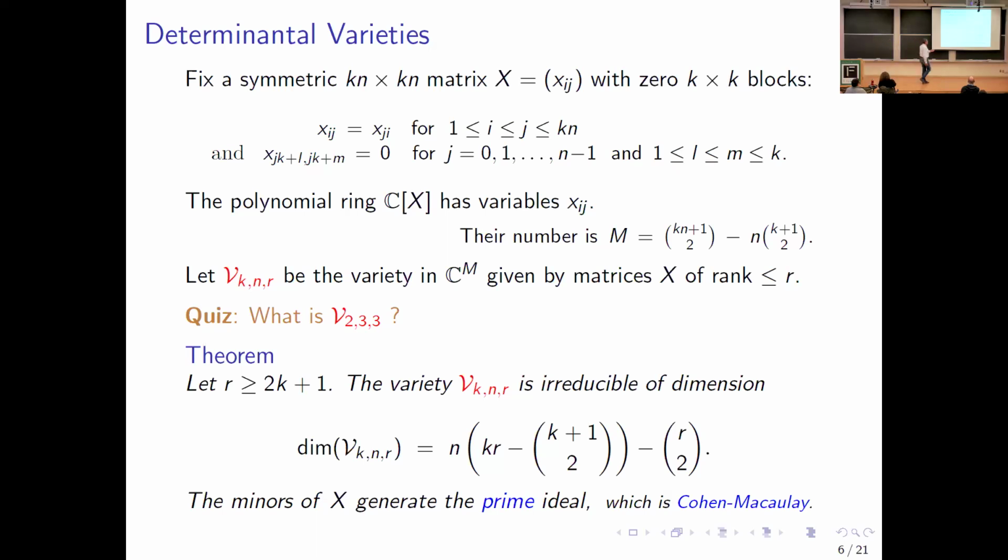This number is n times this thing minus R choose 2. R choose 2 is also the dimension of the orthogonal group here. And the minors generate the prime ideal. Not only is the variety irreducible, it's a prime ideal, and it's Cohen-Macaulay. So it has the expected codimension. And again, commutative algebra is a very useful subject. It's the study of blue adjectives.